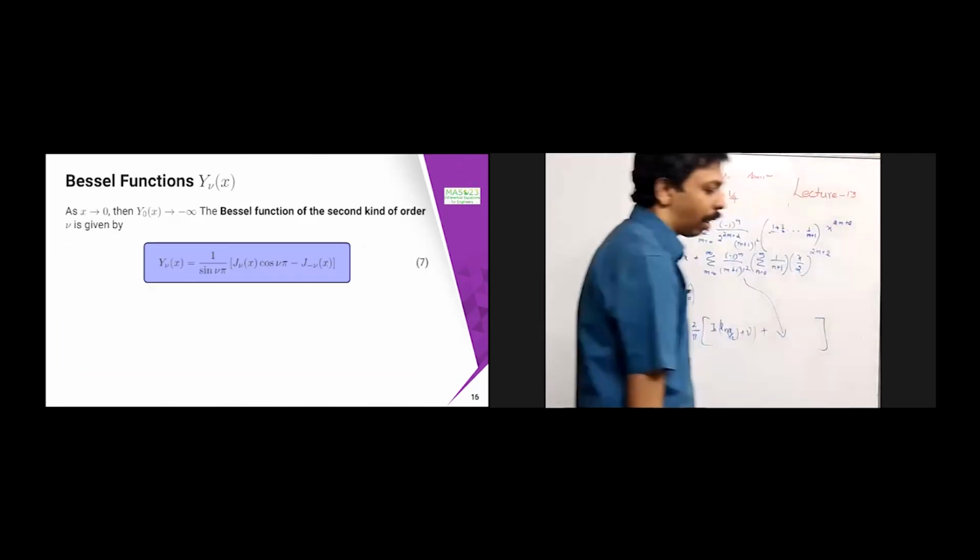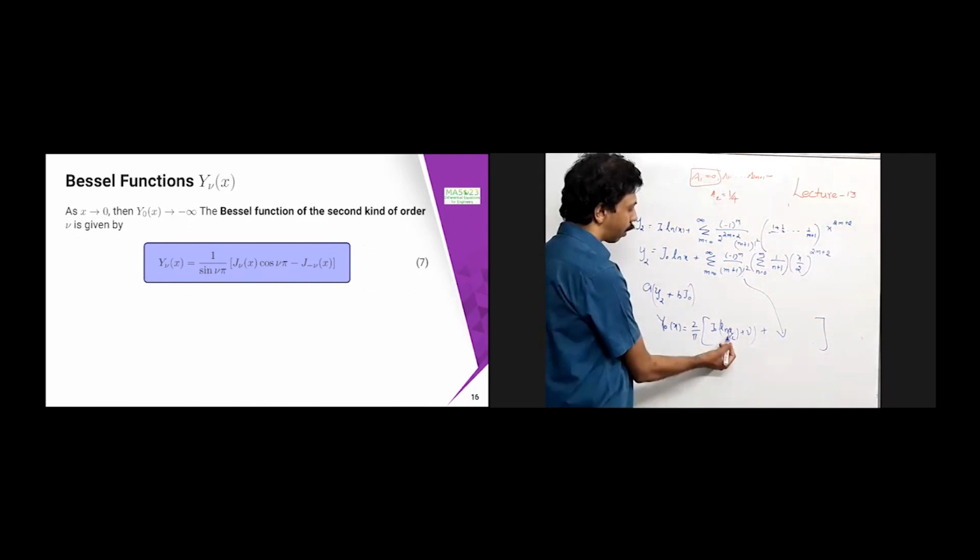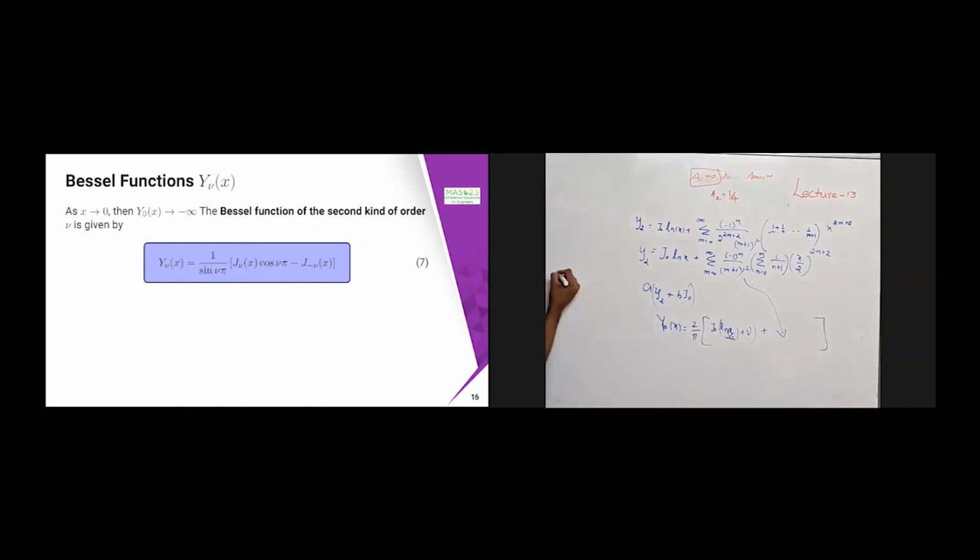Now we can see that as x tends to 0, this is going to become like y naught of x tends to minus infinity, because there is a ln x term here. You can see that e power minus infinity tends to 0, so when x tends to 0, ln x tends to minus infinity, because you can take the log on both sides.